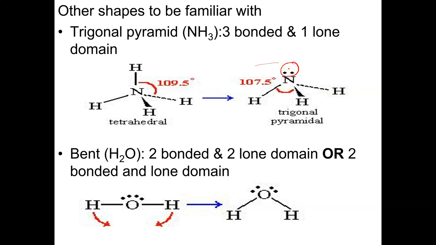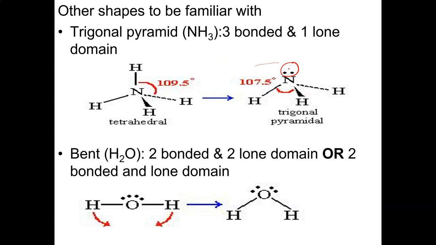Lone pairs, once again, cause a shrinkage of the angle between the atoms, and that's because the lone pairs push everything away more. So do you need to know it's 107.5? No. But what you do need to know is that each time you add a lone pair, the bond angle is going to shrink. So if your original was 109.5 and you have 1 lone pair, you just assume it's going to be less than 109.5.